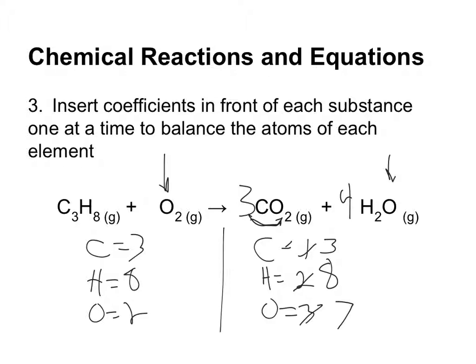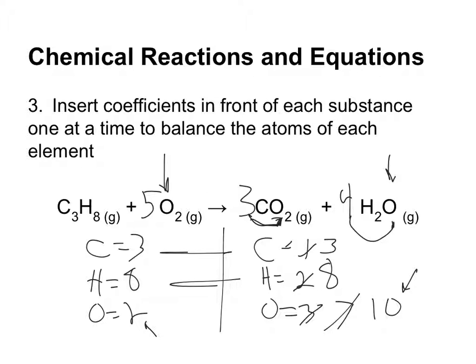I have the 3 times 2 that I did the first time, that's 6. Now I've got 4 times 1. So altogether I have 10 oxygens on the right-hand side. We multiply by 4. So it's 4 times the 1, which isn't really there, but it's 1 oxygen. So 4 times 1 is 4. So now I've got carbon all balanced, hydrogen all balanced, oxygen is 2 on this side and 10 on that side, which means I'm going to have to come back over to the left-hand side.